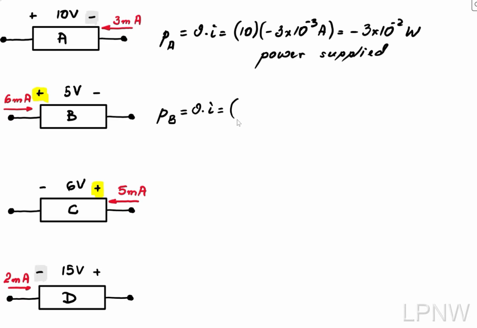For the next element, B, we do the same calculation, but this time we keep an eye on the values. Voltage is 5, and the current is 6 times 10 to negative 3. And because the current enters the element at the positive terminal, we keep the current with a positive sign. This gives us again 3 times 10 to negative 2 watt, and the current arriving at the positive terminal and leaving at the negative indicates that the power is being received.